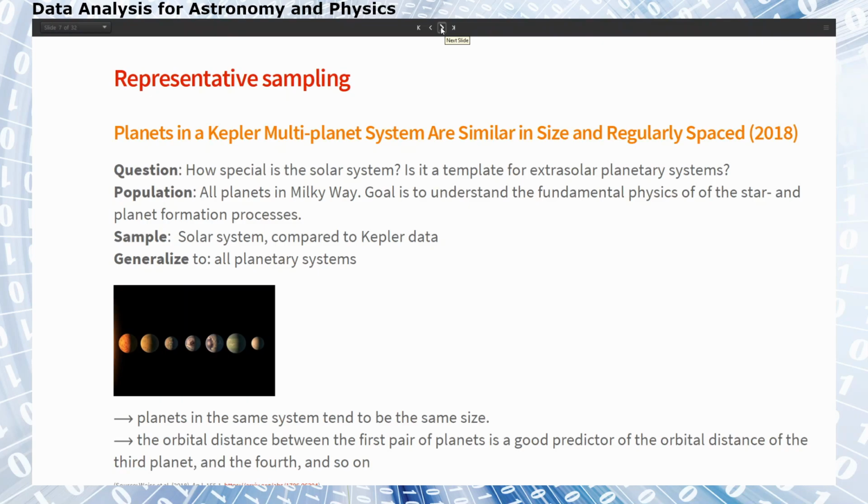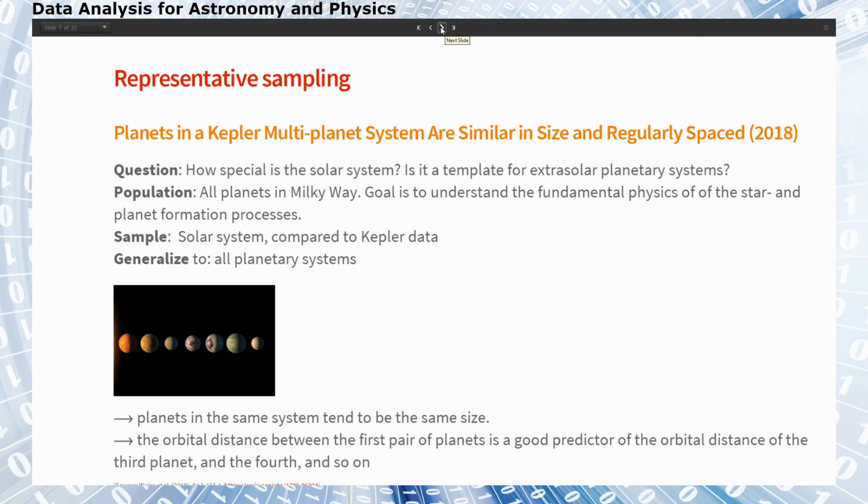This is not necessarily easy, particularly in astronomy. Here I give you an example. This is a study looking at planets that have been found using the Kepler satellite. The study looks at multi-planet systems and tries to study them and connects them to the best studied planetary system that we know, the solar system. So the solar system is compared to the Kepler data, but of course the population that we are interested in is all the planets in the Milky Way.